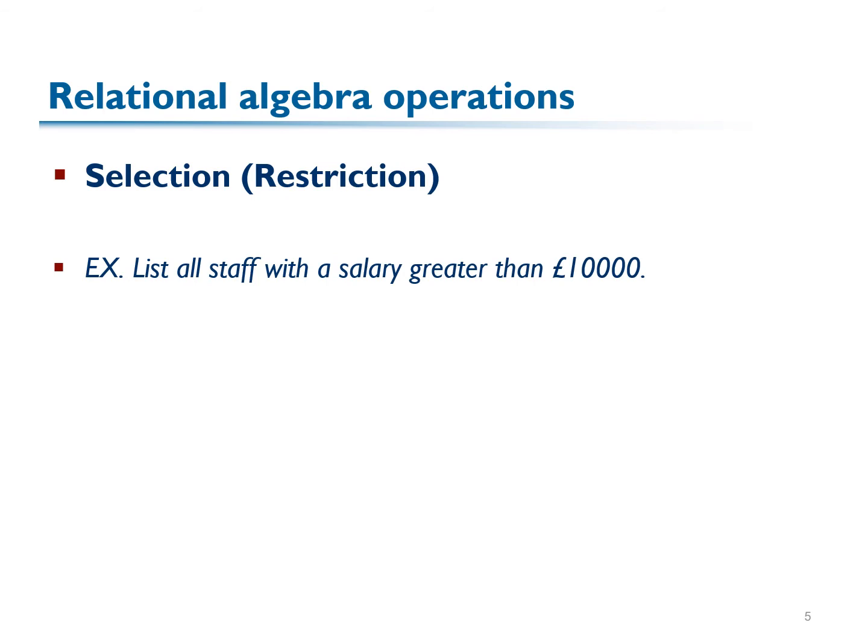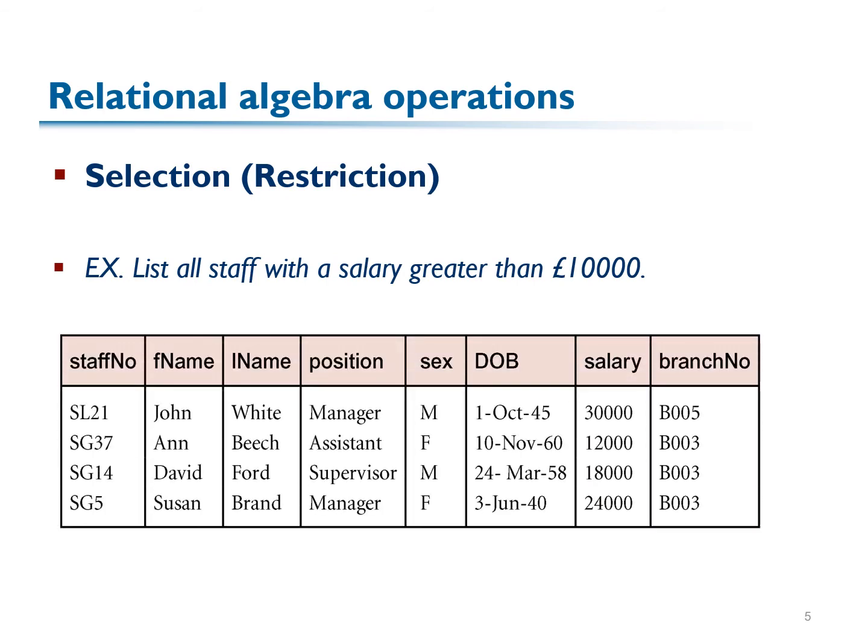Here is an example of the selection operation. The input relation is Staff and the predicate is salary greater than 10,000. The selection operation defines a relation containing only those Staff tuples with a salary greater than 10,000. The result of this operation is shown in this figure. More complex predicates can be generated using the logical operators and, or, and not.